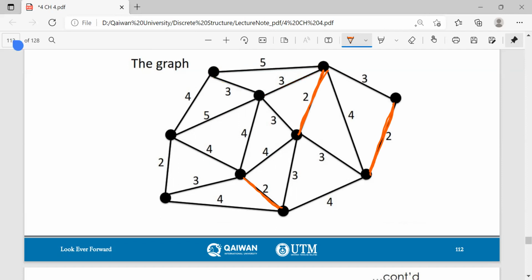Okay, and here we have this 2. We have no more 2s here. Now we start to select the edges with weight 3. Okay, here we have this 3. Do we need to select this one? No, because here we get a closed cycle, so we don't need to take that one. We take either this or that. Okay, and this one.